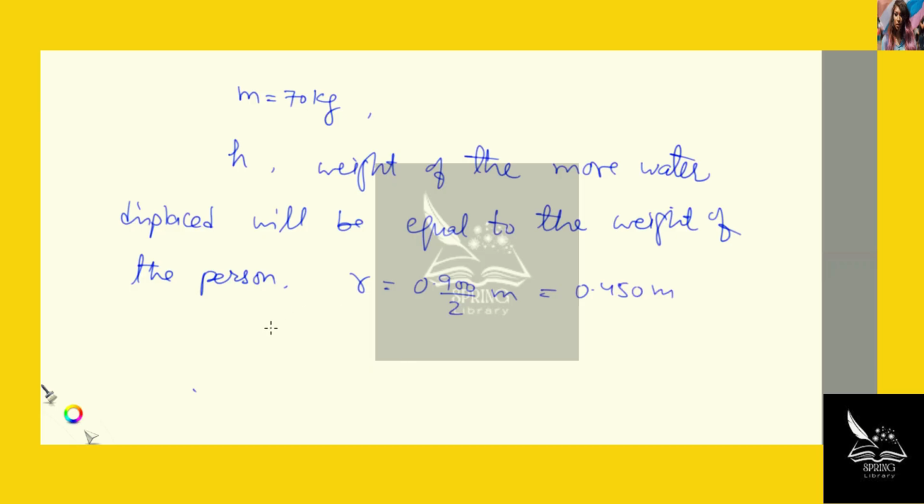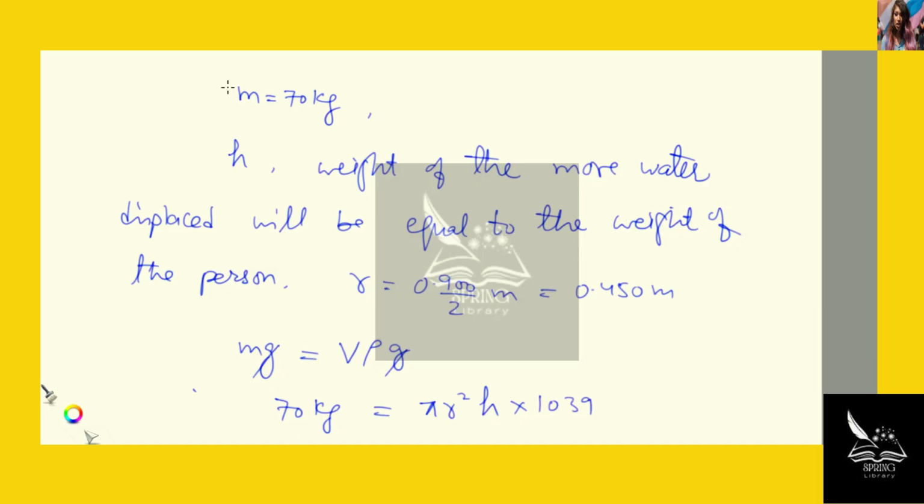Hence, we can say the weight of the person, meaning mg, will be equal to the weight of the more water displaced, meaning v rho g. So this g will be cancelled. For m, this is 70 kilogram. For volume, it will be the cross-sectional area of the cylinder, pi r square, into h, the more height of the cylinder dipped into the salt water. And the density of the salt water is 1039 kilogram per meter cube.